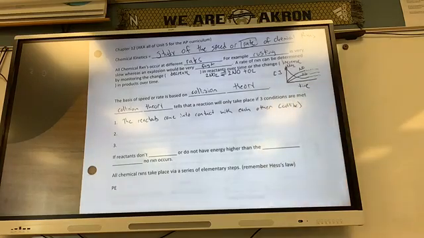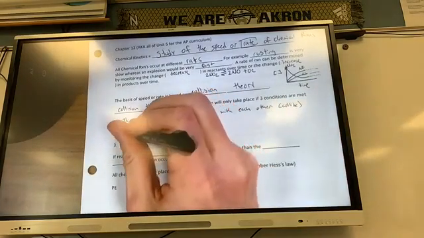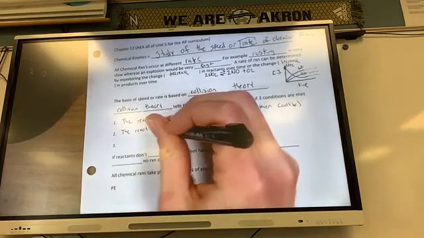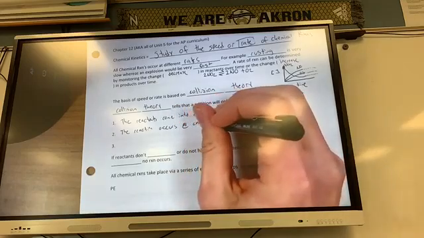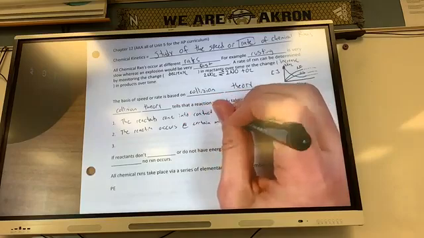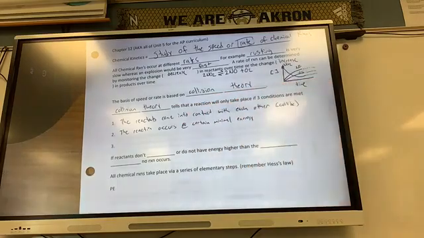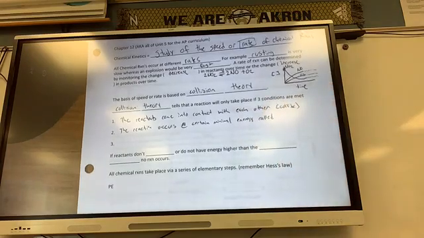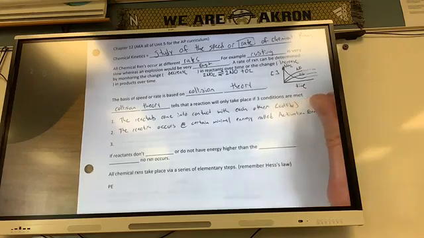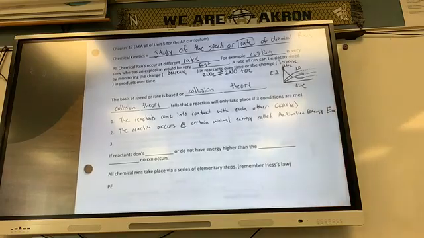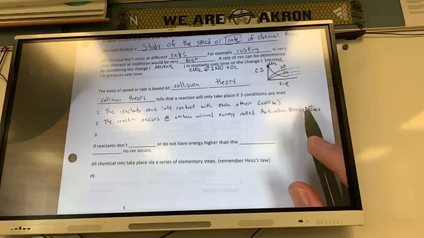collide. Number 2, the reaction occurs at a certain minimal energy. Called what? Think back to biology. Activation energy. Yes, called activation energy. You will see that as big E, little a, or E-act. So E-act, big E, little a.